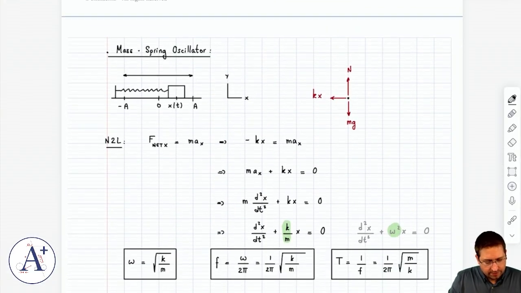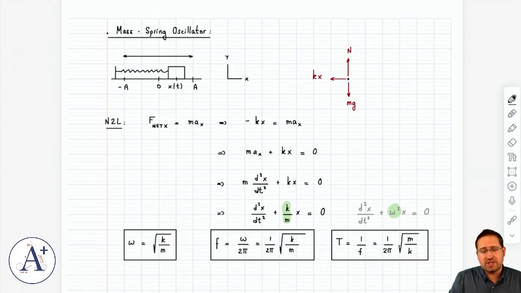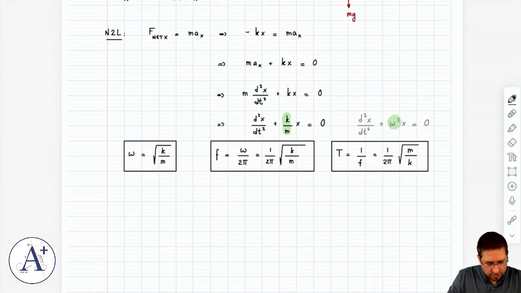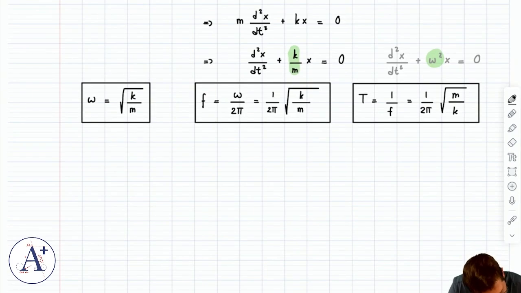Okay, so that's the mass spring oscillator. Now, we could say more about it, but I'll keep that for the problems where we're going to introduce energy and we'll do conservation of energy. The other classic oscillator you have to know about is the simple pendulum.